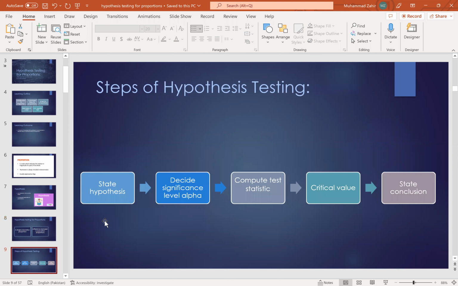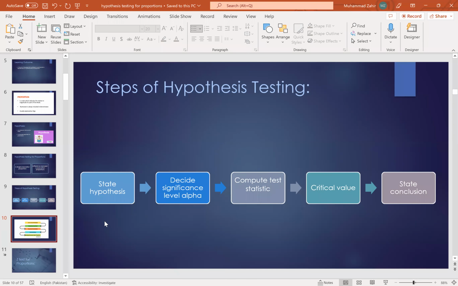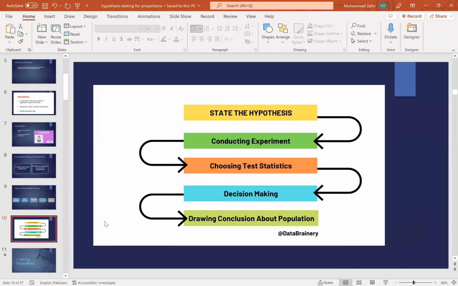Steps of hypothesis testing. First of all, state the hypothesis, then decide the significance level, which is alpha, then compute the test statistic, z-test, then the critical value, and then state the conclusion. It is the flow chart of the same thing. First of all, we state the hypothesis, then conduct the experiment, choose the test statistic, make a decision, and draw a conclusion about the population.